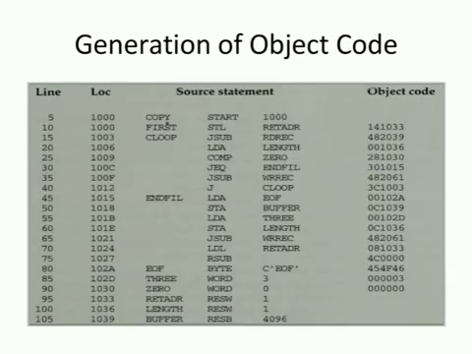One more thing I forgot to tell you is at line number 80, end of file, where BYTE is an assembler directive. It is of character type, EOF. So the hexadecimal value of each character of EOF will be stored in the object code. E, the hexadecimal value is 45, O, the hexadecimal value is 4F, and for F it is 46. So that will be stored in the object code.